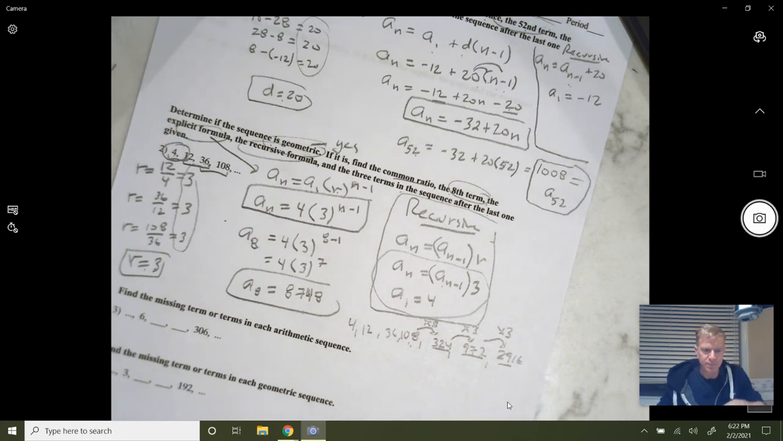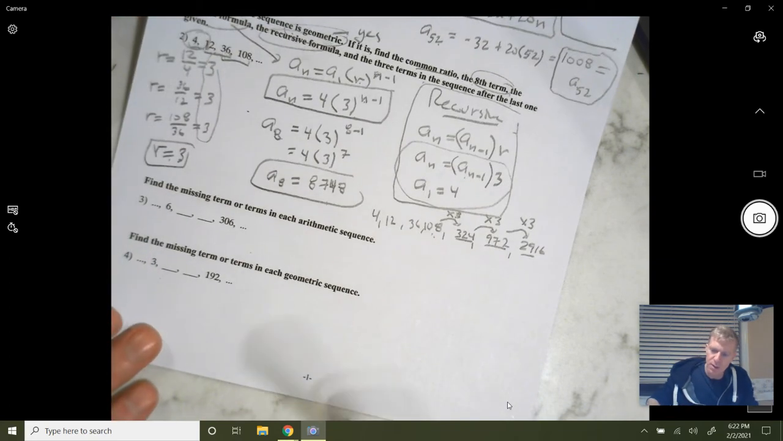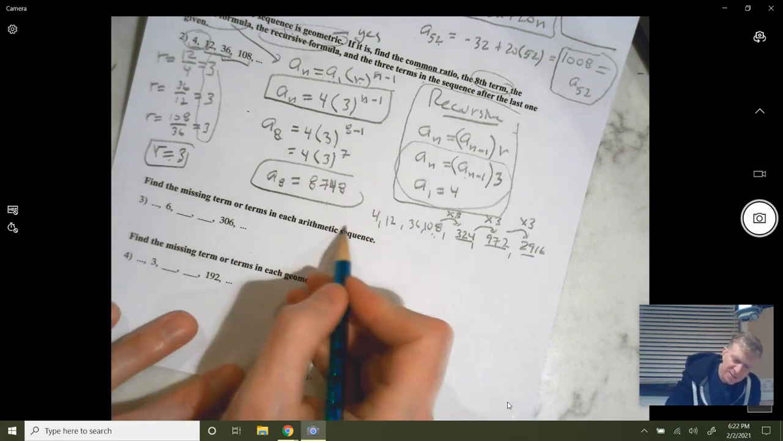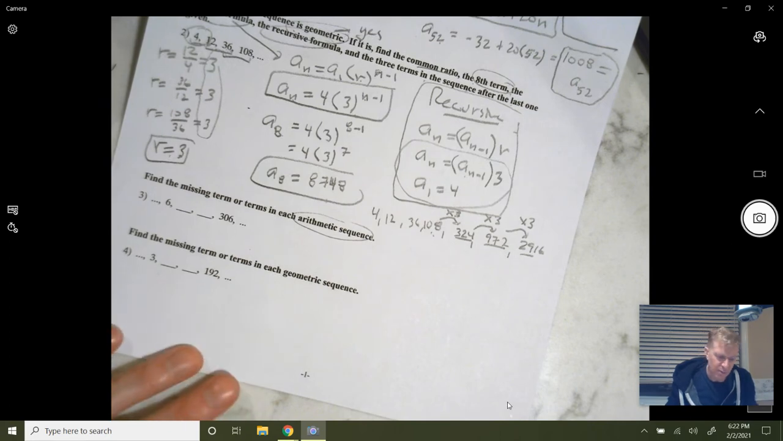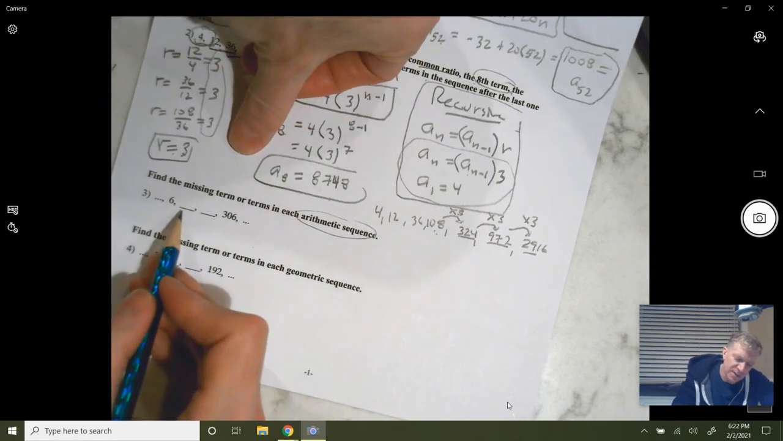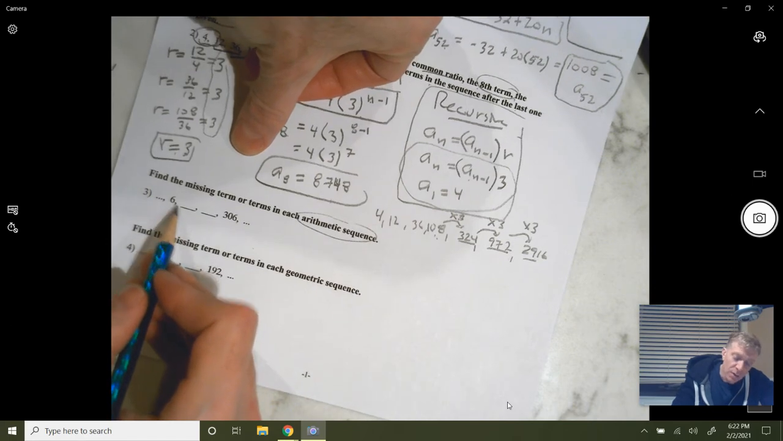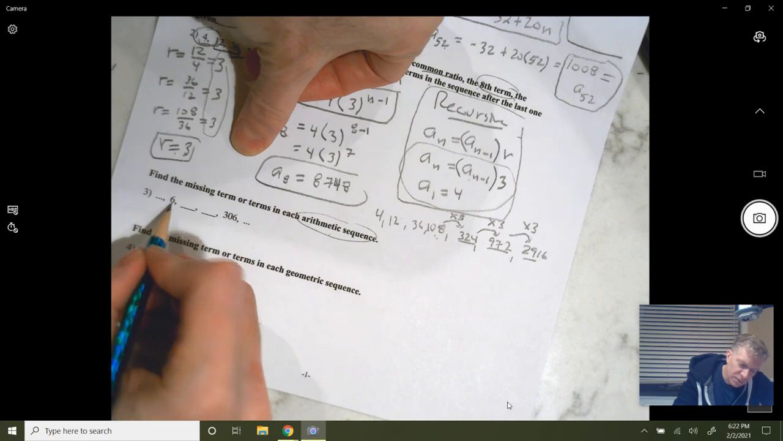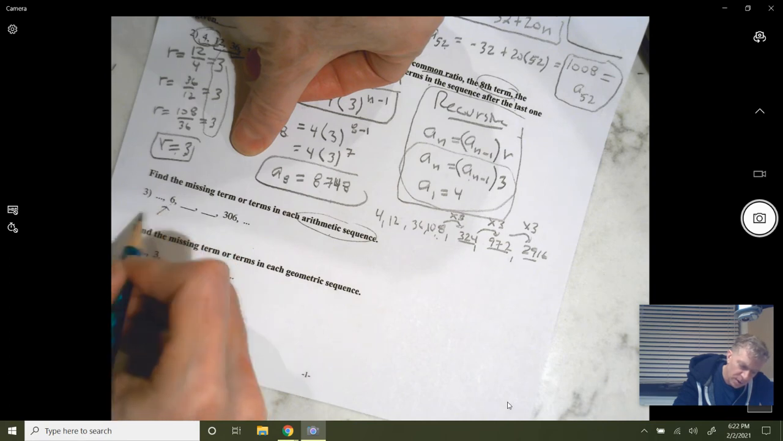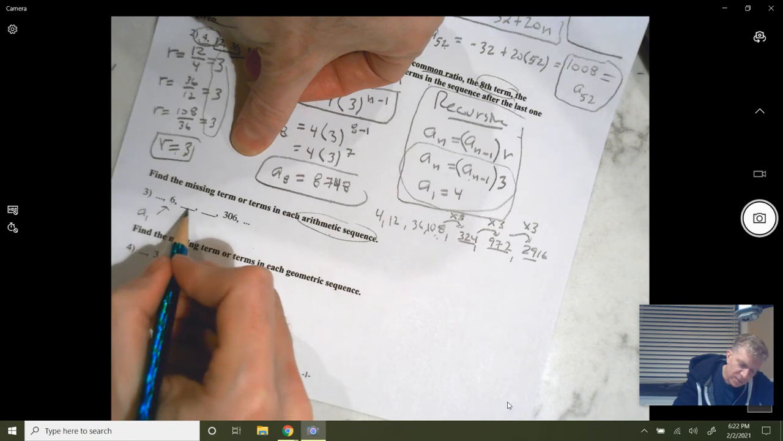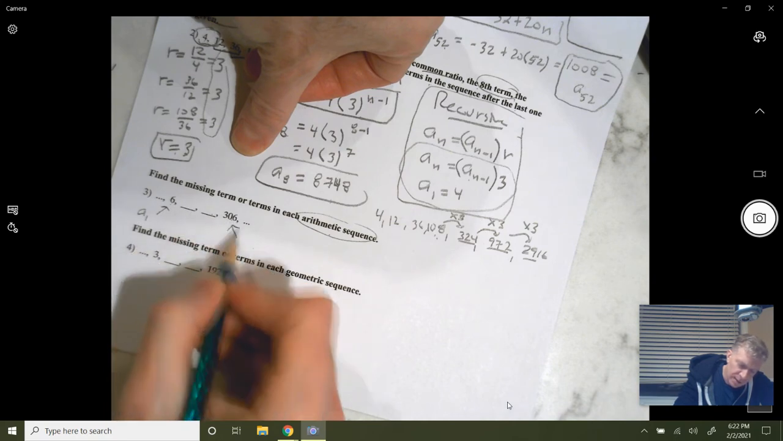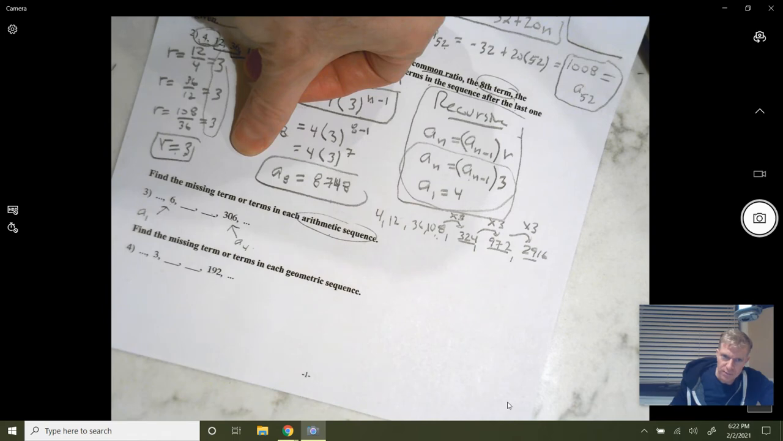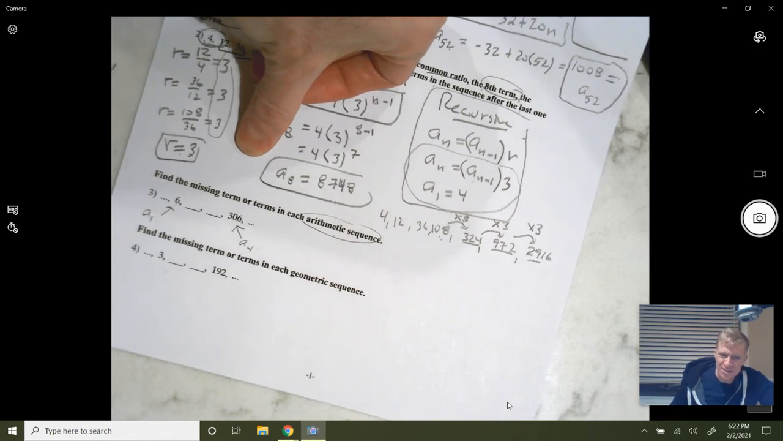All right. Okay, let's go down. 2 down, and those are probably the 2 longest ones. Okay, so let's go to number 6. Find the missing term or terms in each arithmetic sequence. The nice thing is they told us this is arithmetic. If it's arithmetic, we're adding the same amount each time to find the next term. So let's call this the first term, a sub 1. Second term, third term, fourth term, a sub 4. I think the easiest way to do this is just to kind of figure it out.